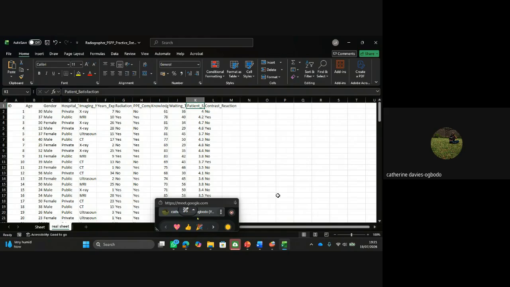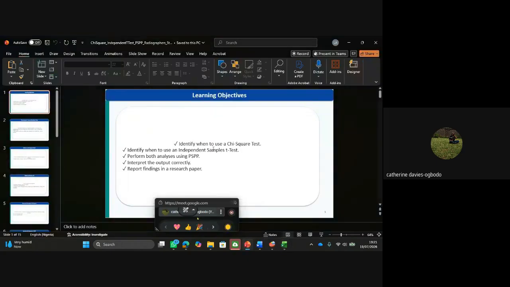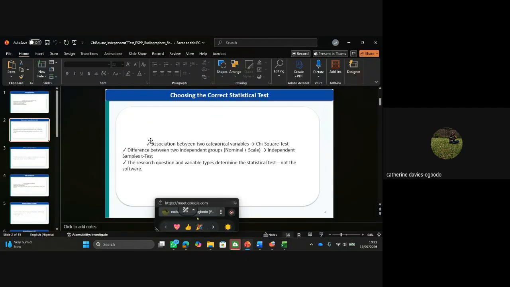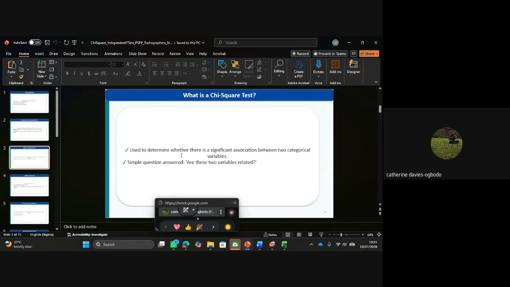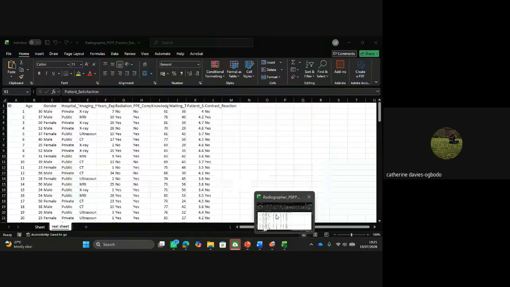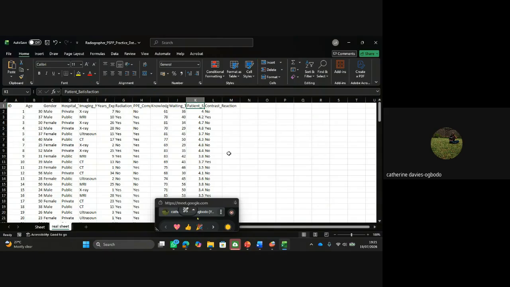Then for chi-square, I have a little PowerPoint here that is very plain. A chi-square shows association between two categorical data. What we're going to be doing is trying to answer questions and see what would make me use a chi-square in research. For example, from the data that we have, you want to find the relationship between two categorical data. We have a couple of categorical data. Gender is categorical because you can divide it into male and female.